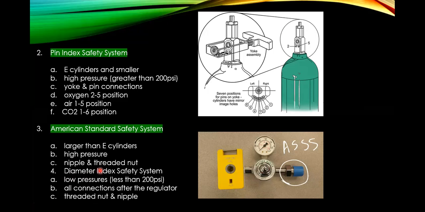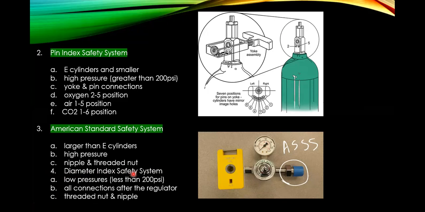Oh, and this, for some reason, this didn't get highlighted, guys. So this is the next one, right? I'm gonna have to fix this. But look right here. The diameter index safety system is the 4th one. See how it says number 4 right there? For some reason, it got put in for the PowerPoint, but I'll fix that. But number 4. The 4th safety system is the diameter index safety system.